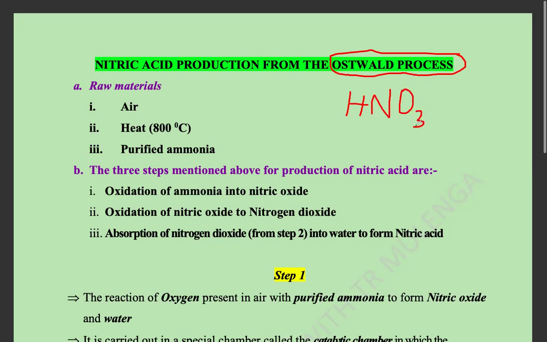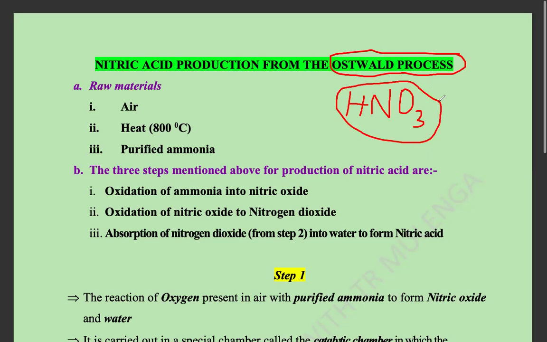Nitric acid is a very important acid that we use in industry. It's one of the strong monobasic, or monoprotic acids that we actually have among the acids that have a basicity of one.